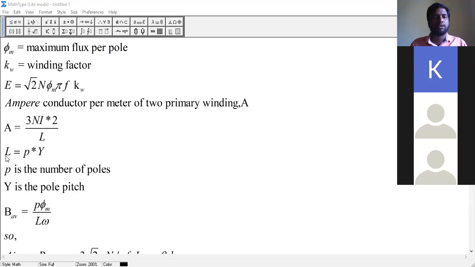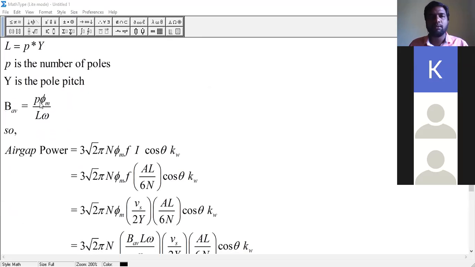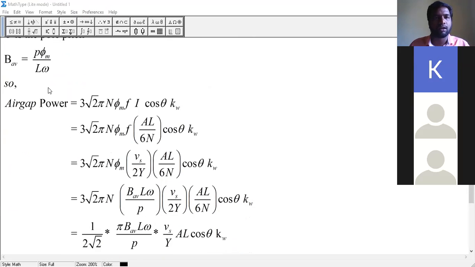And now the length is equal to number of poles into pole pitch, right? Now, B average is equal to P phi m divided by L into omega. So P is nothing but number of poles, phi m is the maximum flux, L is the length as we discussed now, and omega is the angular speed of a machine, or angular frequency, because it is a linear machine. Generally we can say that omega equal to 2 pi n, but it is not an angular machine. It is a linear machine. So we have to say angular frequency, because angular frequency indicates the sinusoidal waveform, that is the AC machine. So it is nothing but 2 pi f, right?